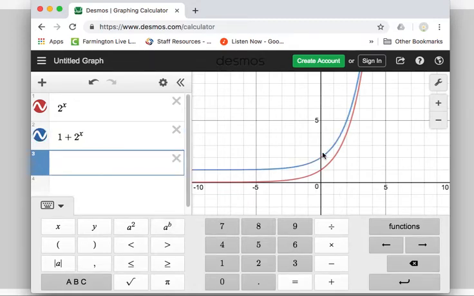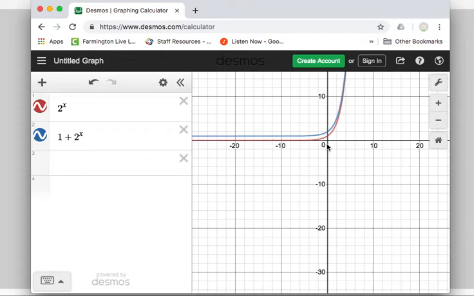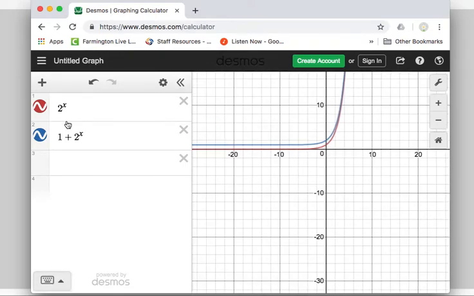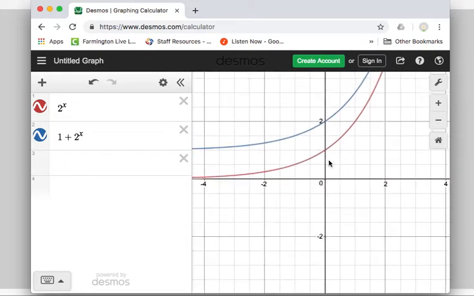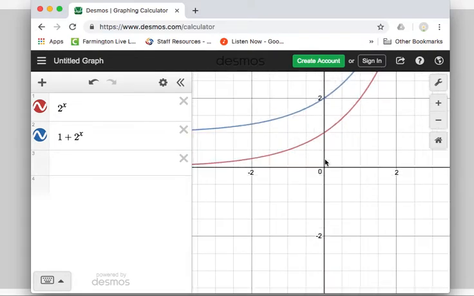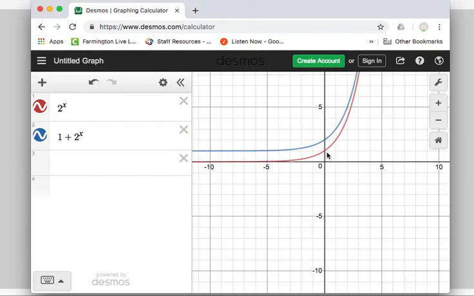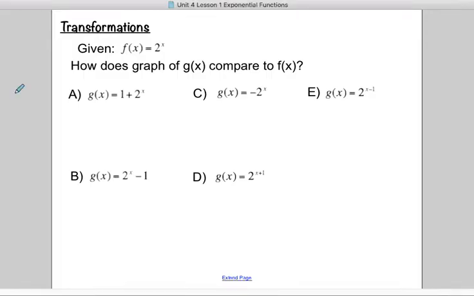What does it look like happened to that graph? If I zoom out, you might be able to see. My red function is my original, and the blue is the other one. So what happened there? Looking carefully at them, we went up 1. So in this case, we went up 1. That's how it compares. Let's go ahead and move to B.